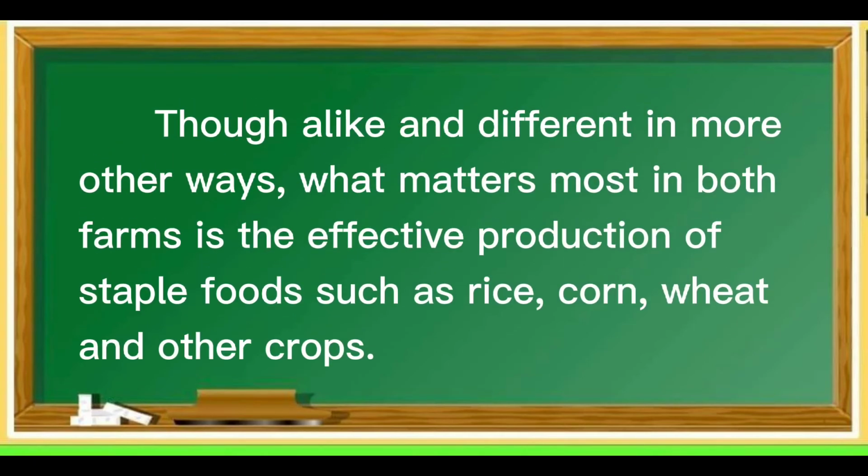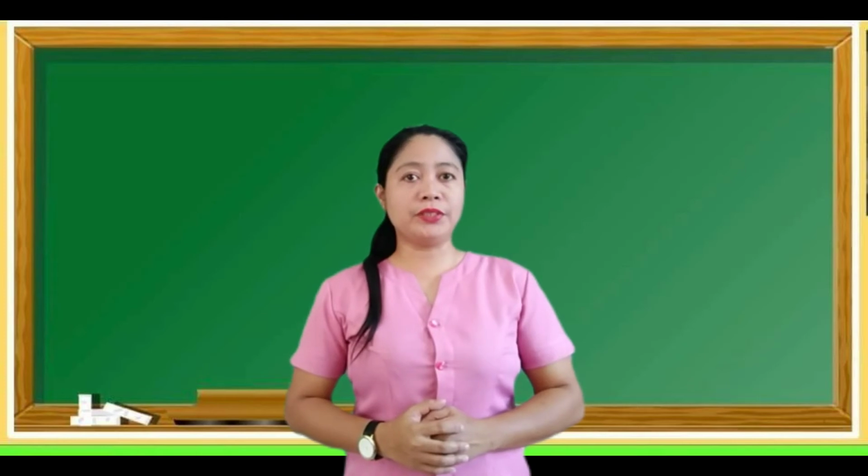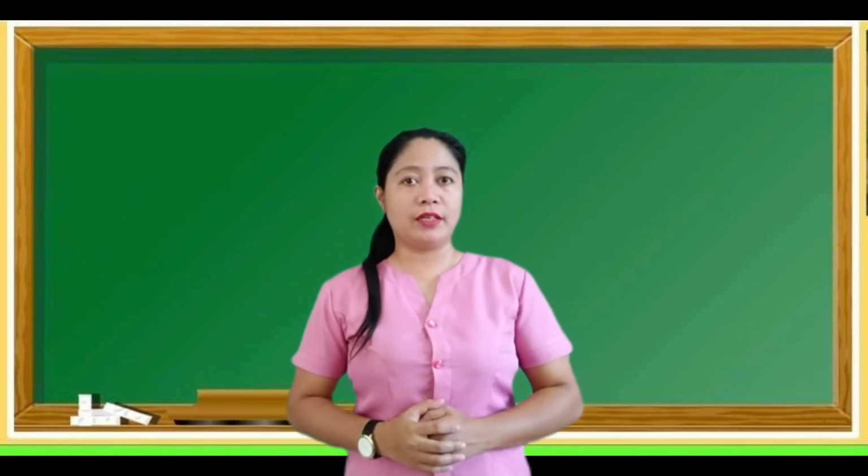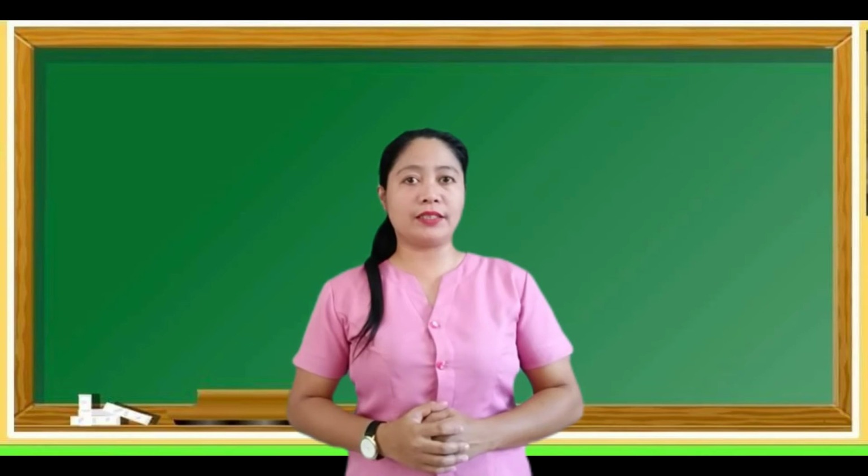Though alike and different in many other ways, what matters most in both farms is the effective production of staple foods such as rice, corn, wheat, and other crops. The two subjects compared in the paragraph are rice terraces and plain rice fields. You can easily notice the similarities and differences using a Venn diagram.